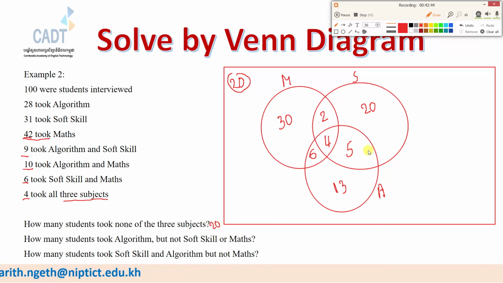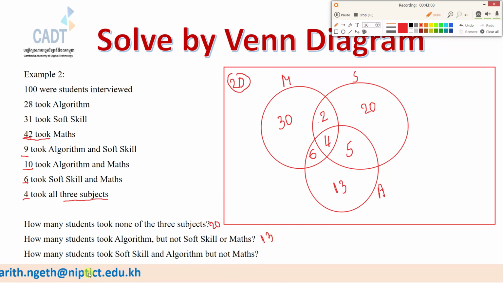And the next, how many students took algorithm but not soft skill or math? Only algorithm, but not soft skill and math. So this one, it doesn't take. It is only 13.